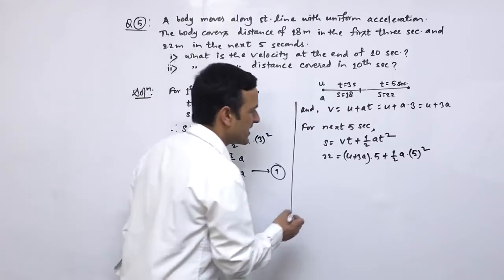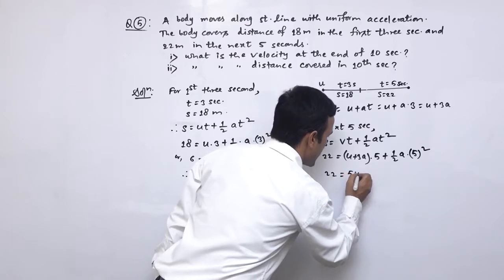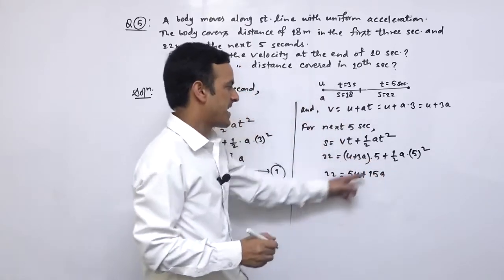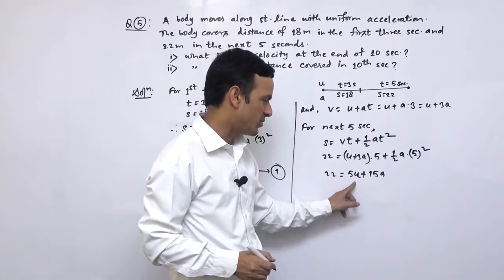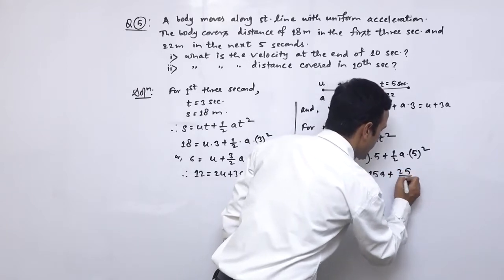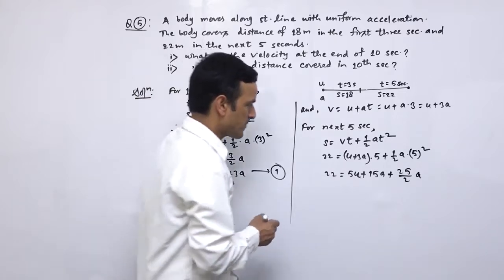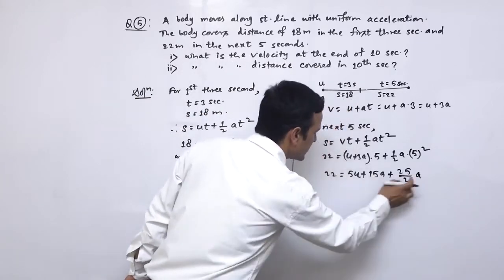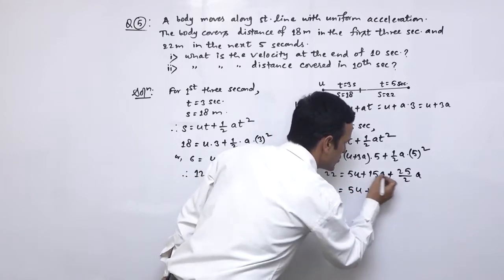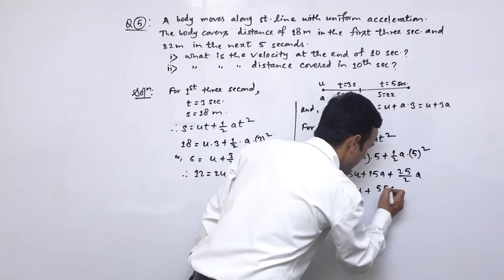So if you solve it, we get 22 is equal to 5u plus 5 times 3 is 15a, plus 25 by 2 times a. So it is 25 by 2 into a. Now we can add these together: 22 is equal to 5u plus 30a plus 25a, that is 55a by 2.